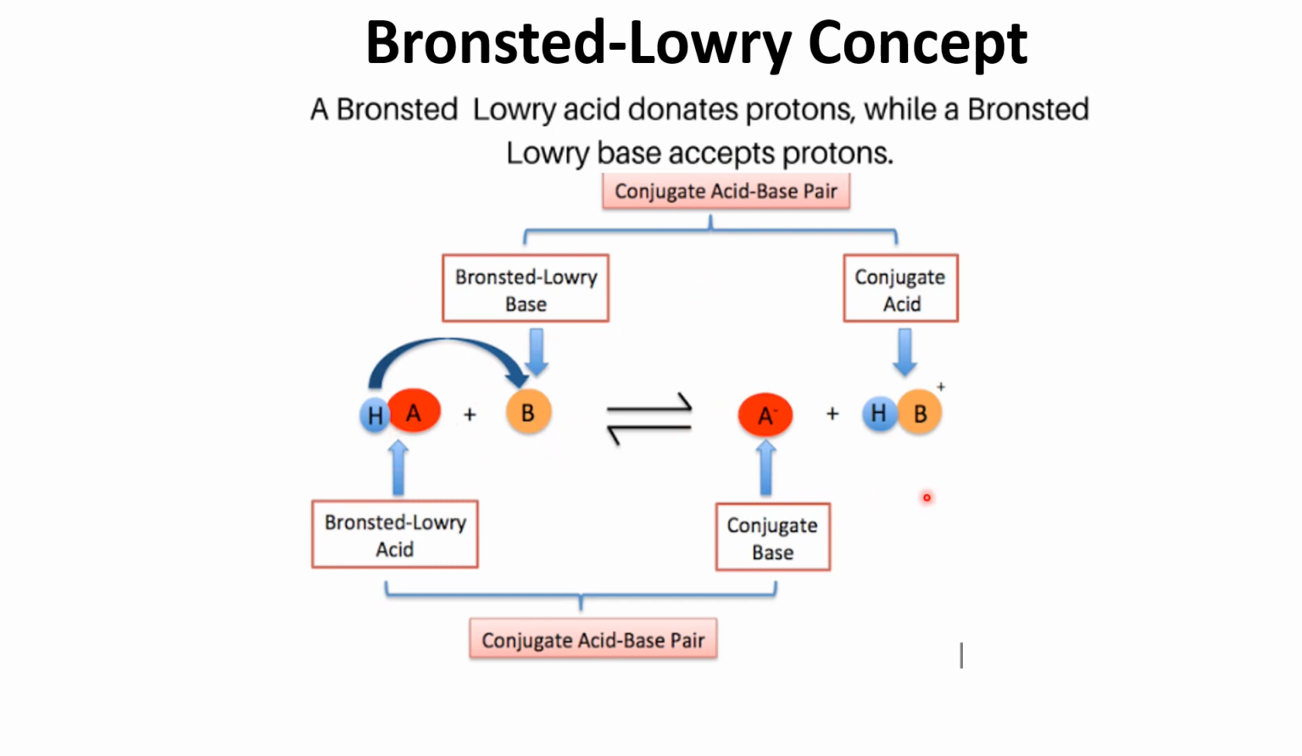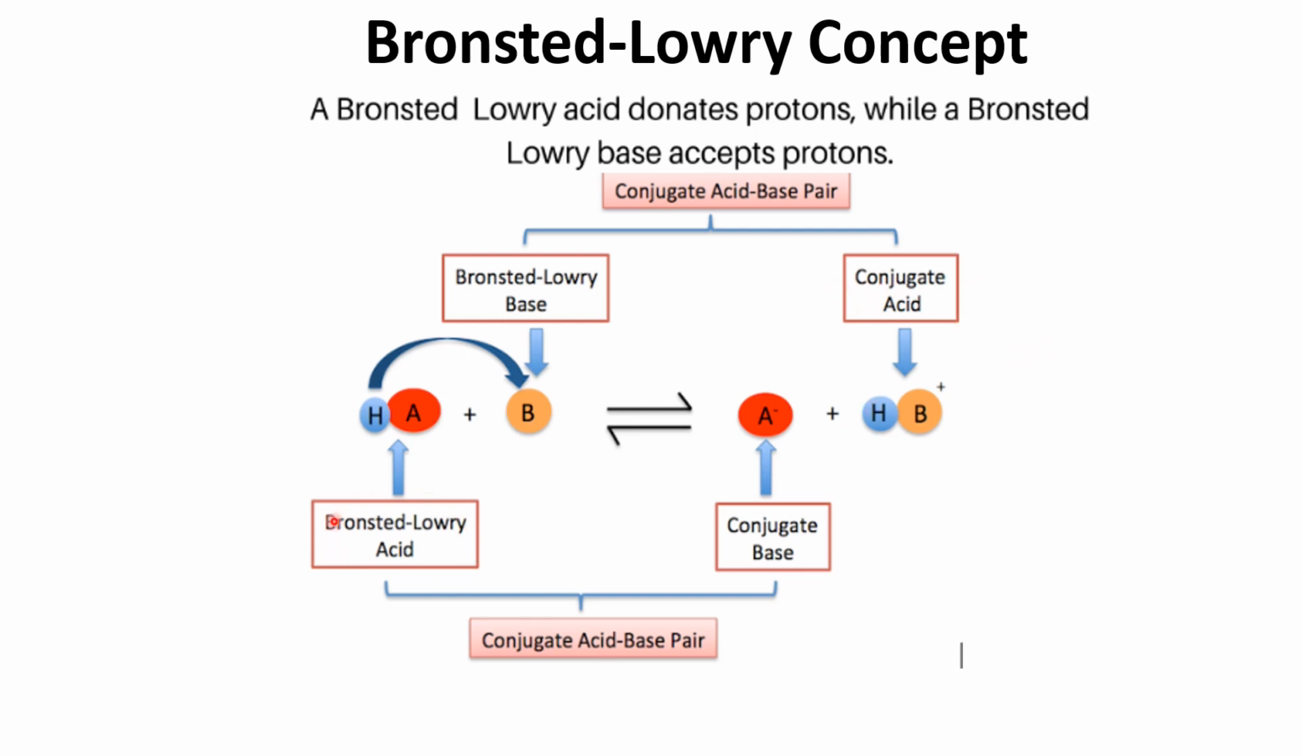Now when this reaction happens, it forms A- and HB+, because HA has given up the H+, so it is left with A-, and B has accepted this H+, that's why it has become BH+. Whenever these products are formed, they are called conjugate acids and bases. The one formed from the Bronsted-Lowry acid is called the conjugate base. Why is it called a base? Because now it is A- and it can accept H+ again. So that's why it's called a conjugate base, and this is called a conjugate acid because it now has an H+ which can go away.